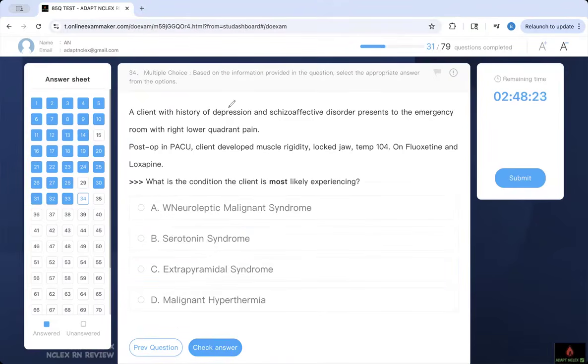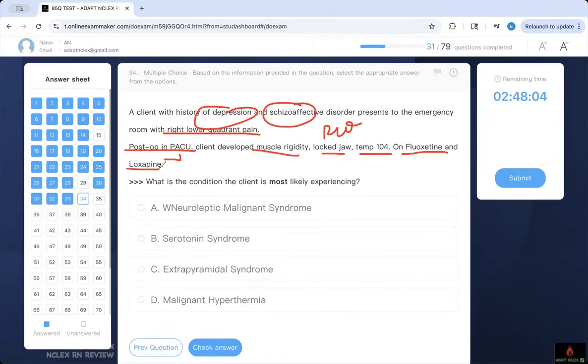What is the problem? The patient has depression, schizoaffective disorder, and came in with right lower quadrant pain. So he has appendicitis. You should diagnose it. Post-op in the PACU, after surgery, he has muscle rigidity, locked jaw, temperature of 104. He is on fluoxetine and olanzapine. What is the condition the client is most likely experiencing? What do you think?